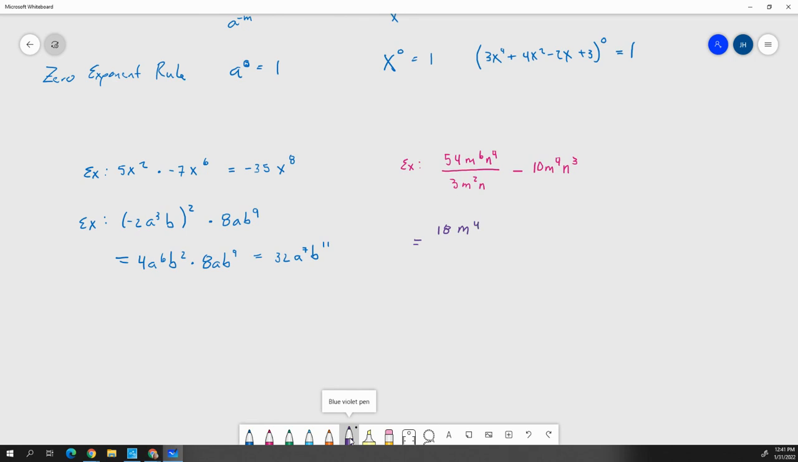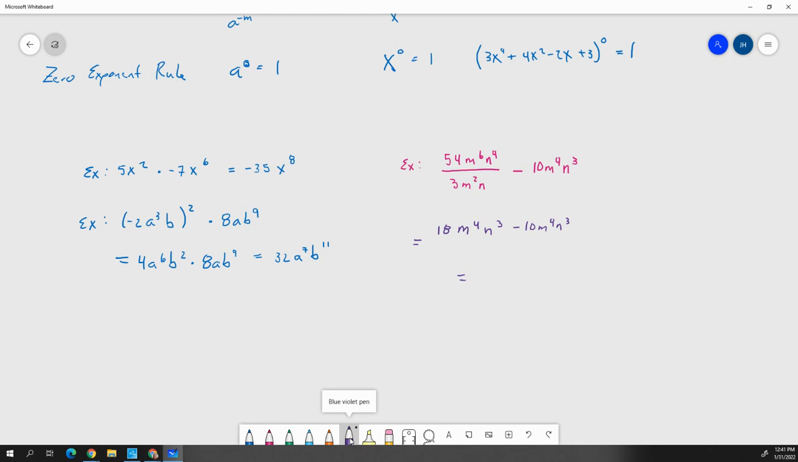n to the 4 minus 1, right? I've got 4 here. I've got 1 here. So n to the 4 minus 1 is just n to the third. So we no longer have a denominator there, right? It all came to the top. So now we're left with 10m to the fourth, n to the third.